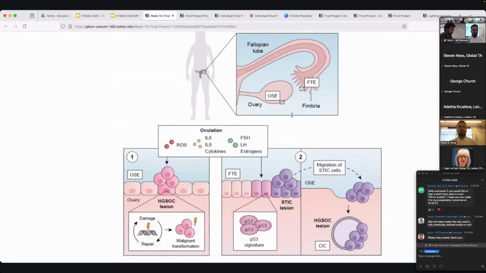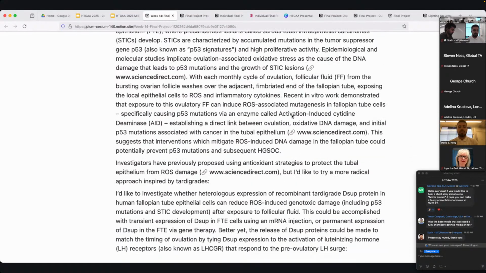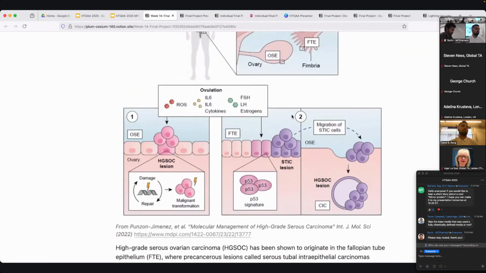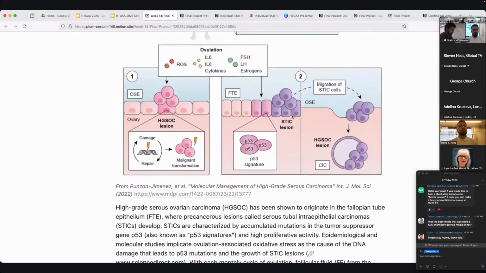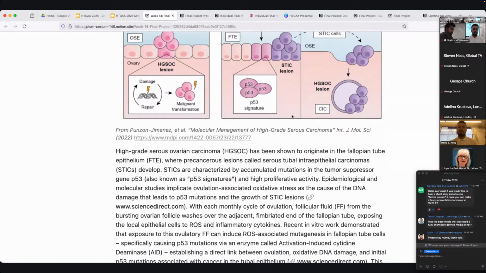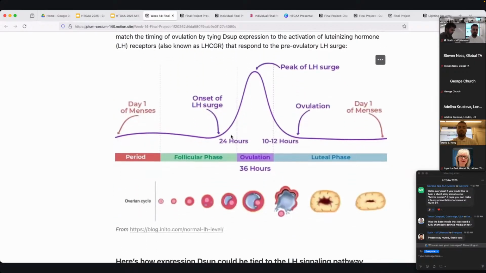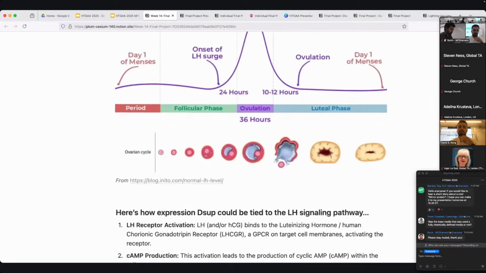So my idea was to express the tardigrade DSUP protein in human cells in order to protect them from ROS damage. But rather than expressing it constitutively, as Chris Mason's work does right now in HEK293 cells, I wanted to express it in human fallopian tube cells and have that expression triggered by the monthly pre-ovulatory luteinizing hormone surge that precedes ovulation. So basically, you could time it within the cycle such that you have this DSUP protein ready to defend the fallopian tube cells right before they're exposed to this follicular fluid.